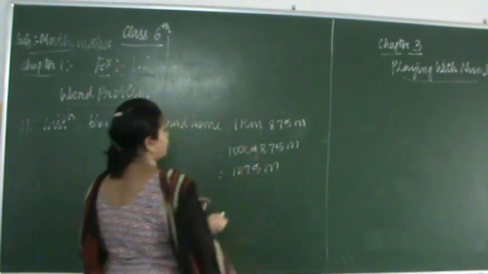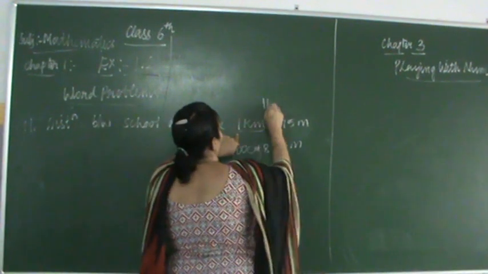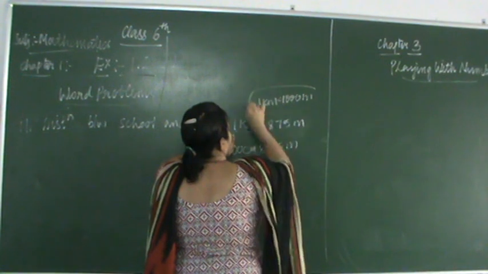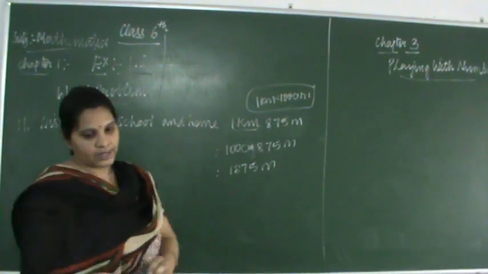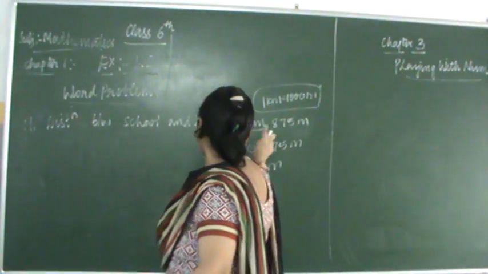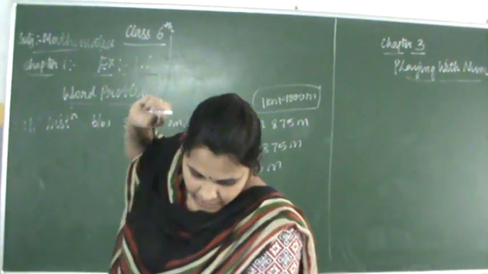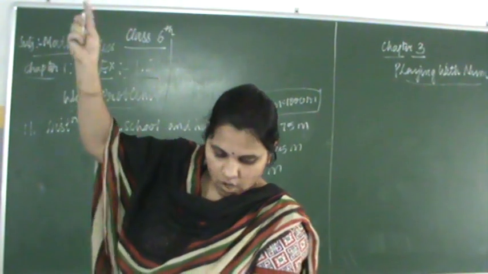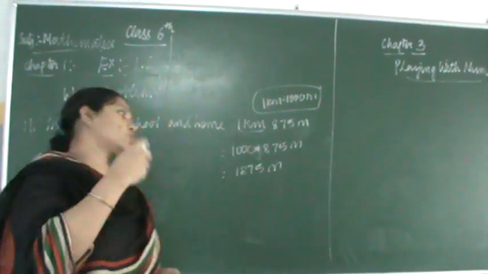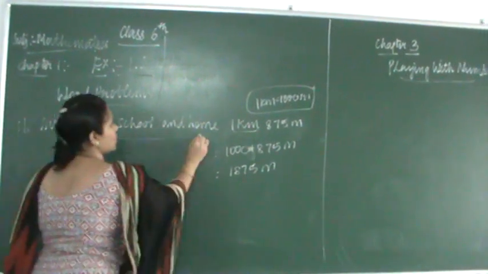1875 meters. This you have to convert into meters. 1 kilometer is equal to 1000 meters. So what is asked, children? The distance between the school and the student's house is 1 kilometer 875 meters. Every day she walks both the ways. Both the ways is she comes from home to school, from school to home.